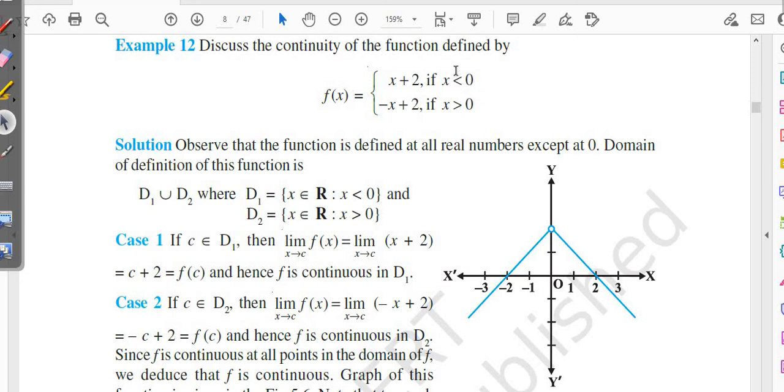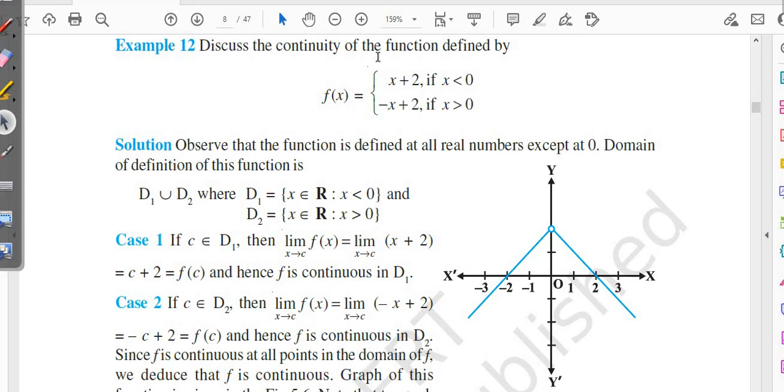And have you noticed one thing? If x is exactly 0, which function we need to use? That is not given, right? So that means it has to be understood. In the domain itself, we don't have 0. Input itself, we don't have 0. So we need not worry about the corresponding outcome. Whether continuity is happening or not, we need not check for that. So only for the domain can we check the continuity.